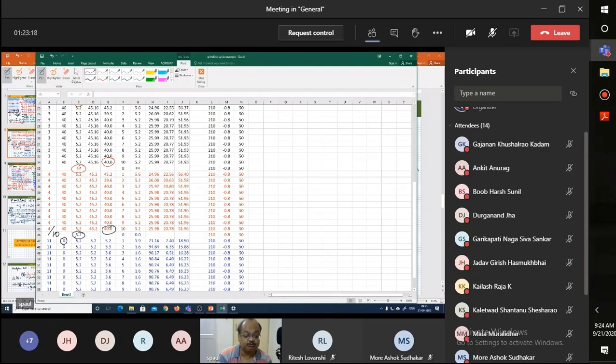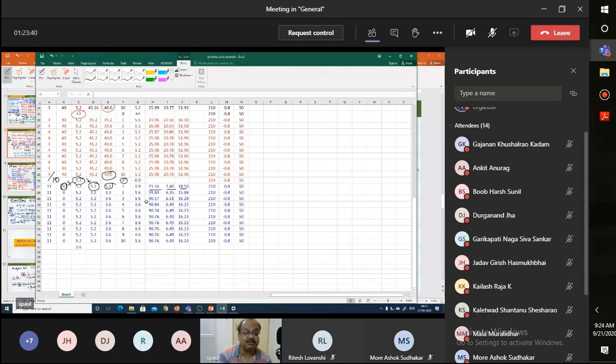This would become 0 because in the 11th pass, the operator has not given any feedback. So this becomes 0 plus 5.2. This becomes 5.2. There was 0 deflection in the previous iteration. So this becomes 5.2. And once again, the cycle continues. And after the 11th pass, you are left with a deflection of 3.6. I have not continued it.